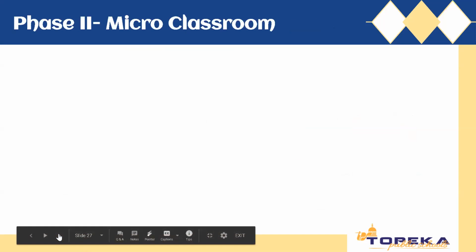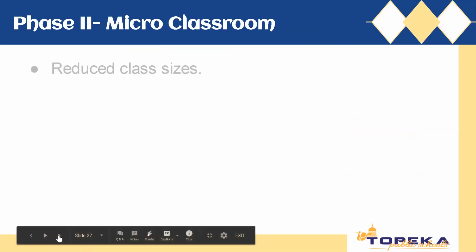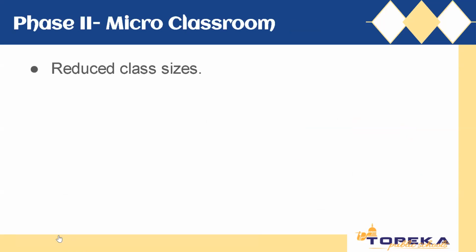So let's take some time to look at phase 2. Once we have been deemed safe and ready to go back to school, what's that going to look like? We've heard the term micro classrooms, and that's what students will return to. In a micro classroom, we know that means reduced class sizes. So instead of 24, it would be smaller than that.